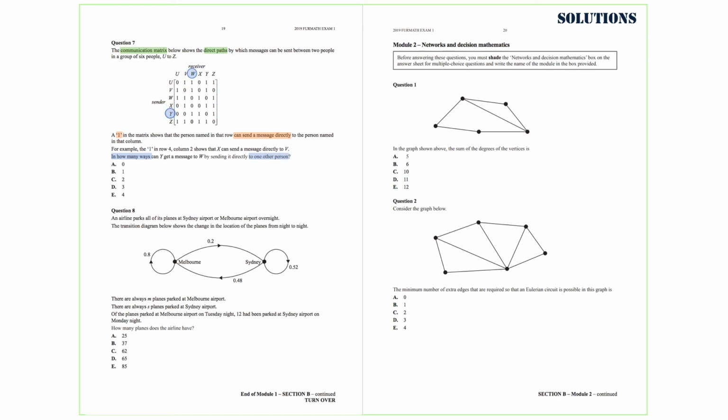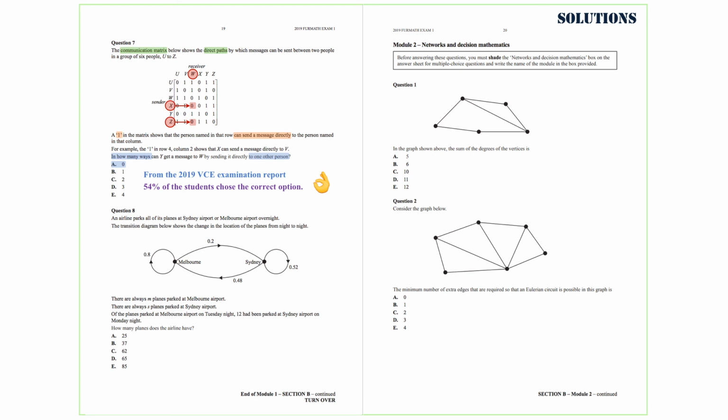Apart from W, Y can send a direct message to both X and Z. However, X and Z cannot send a direct message to W. So the answer we are after is option A. From the 2019 VCE examination report, 54% of the students chose the correct option.